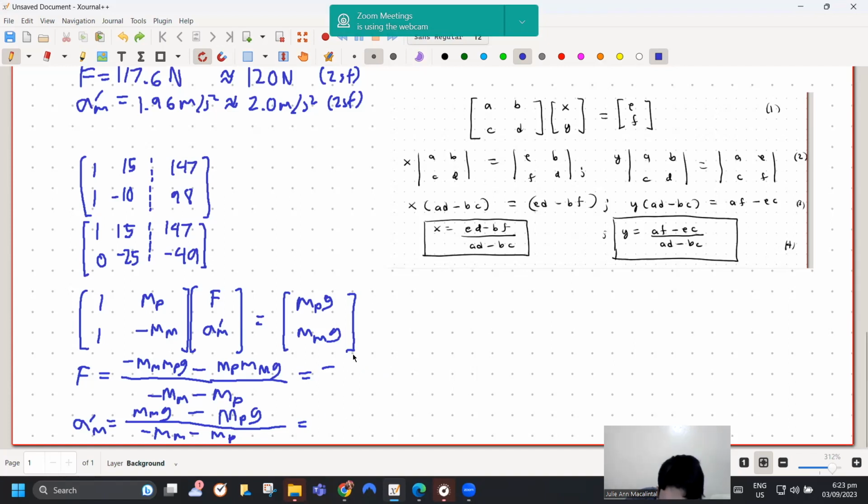Hindi, yung expression lang. Alam naman natin kung ano yung lalabas. So, may common factor sa numerator. Tapos, divided by negative m sub m plus n. So, you want, teka, plus dapat. Yan. And then, similar, yung sa numerator naman, m sub p, m sub p minus m sub m.